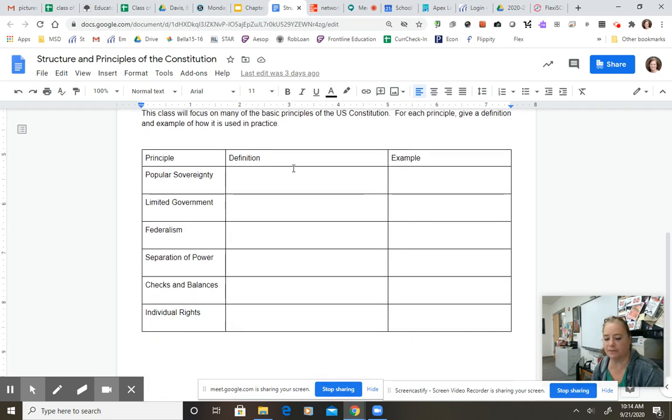And then the principles of the Constitution are here. So once again, you want to give a definition, an example. And when you're done with that, you can either download it to Schoology or just share it back to me with your name on it, so you would put your name here. So that's the assignment for today.